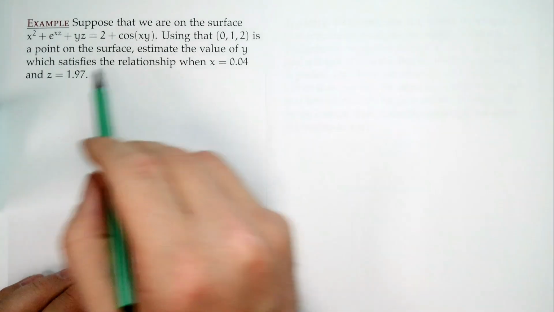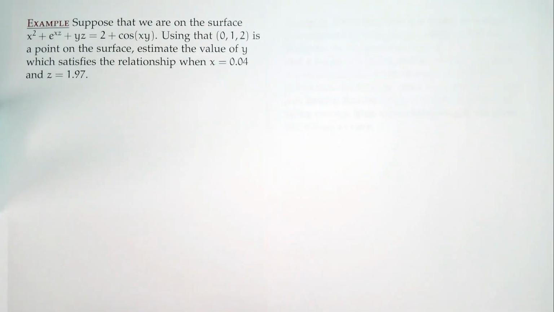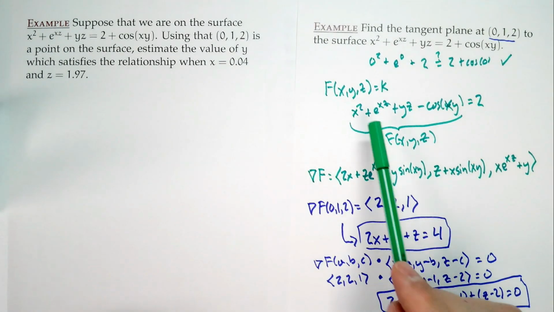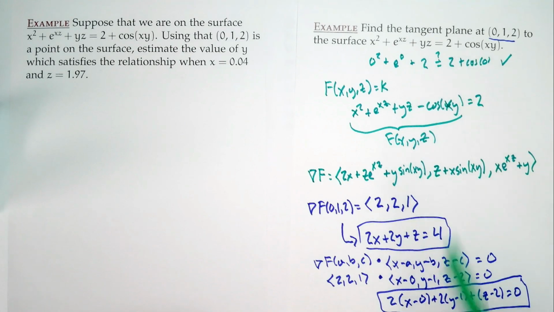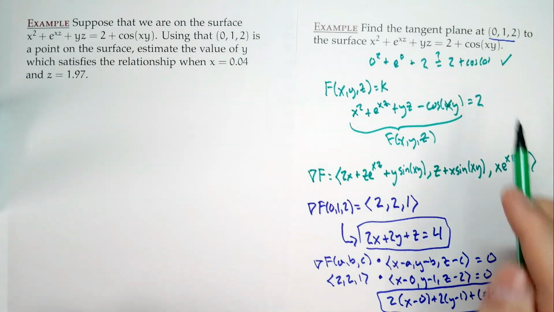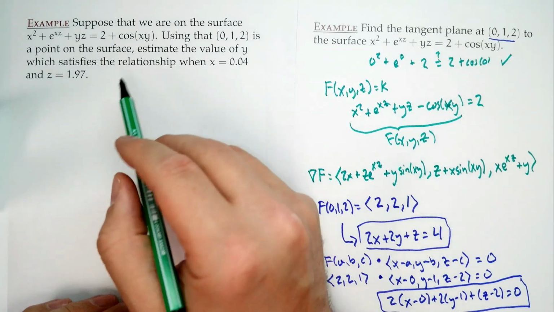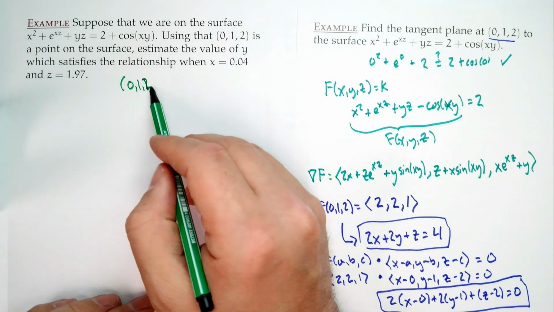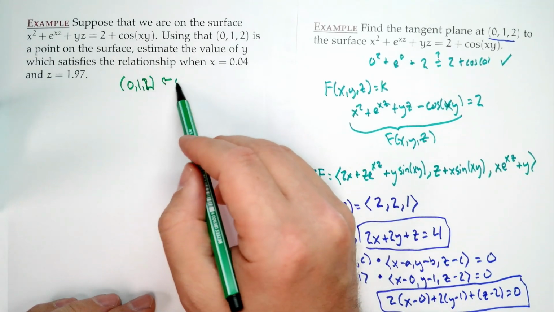We know that this is a point on the surface. In fact, you might say, hey, there's something oddly familiar about that surface, because we've seen it before. It's one of the surfaces we did earlier today. It's this surface right here, x squared plus e to the xz plus yz equals 2 plus cosine of xy. And like we said, we checked that (0, 1, 2) is on the surface. So here we go, this is on the surface.